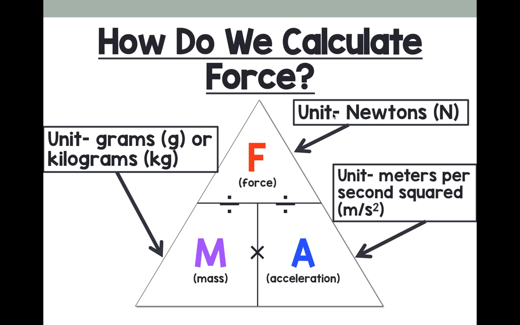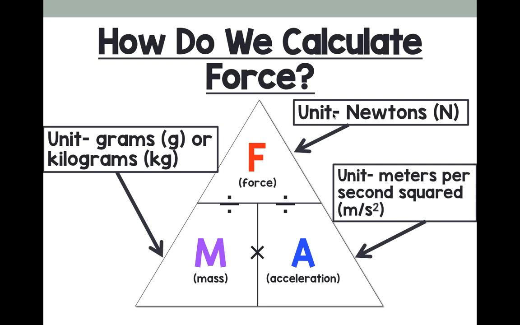And you've probably seen this triangle already from speed. We can use this similar triangle to help us calculate force. So how we calculate force is F equals m times A. Force is represented by F, m is represented by mass, and A is represented by acceleration. And so force is a push or a pull. Mass is how much matter is in an object.